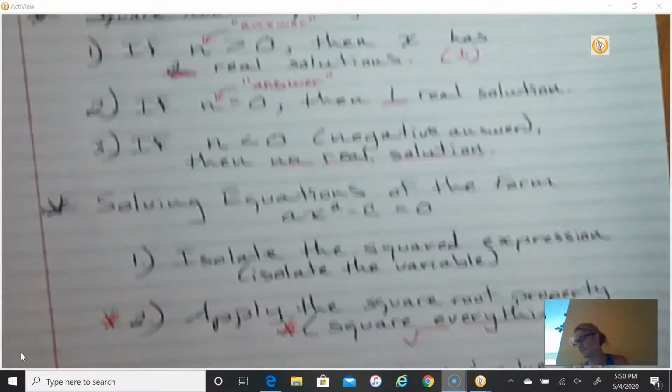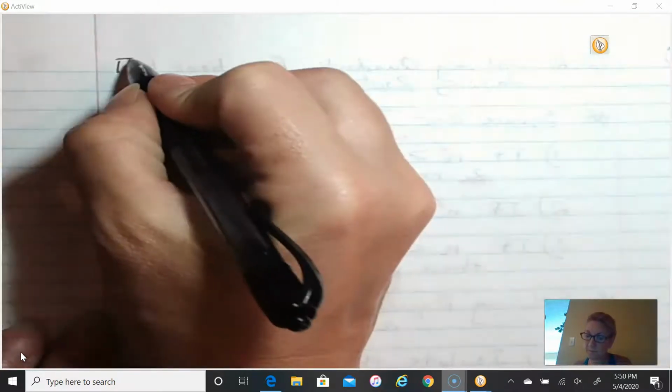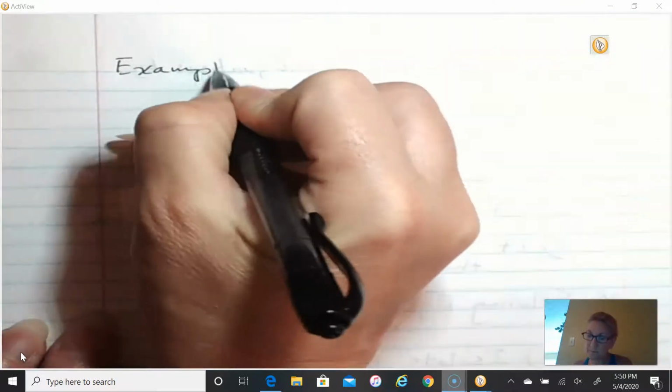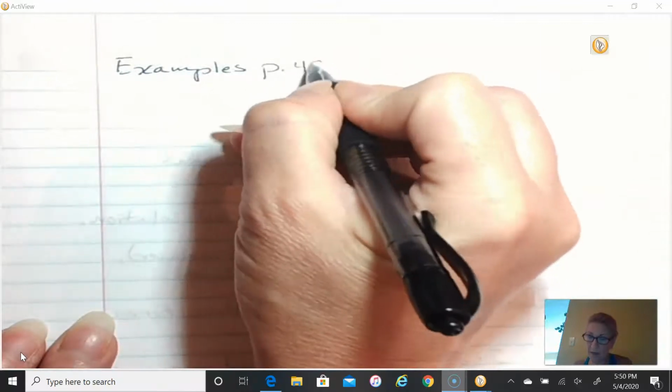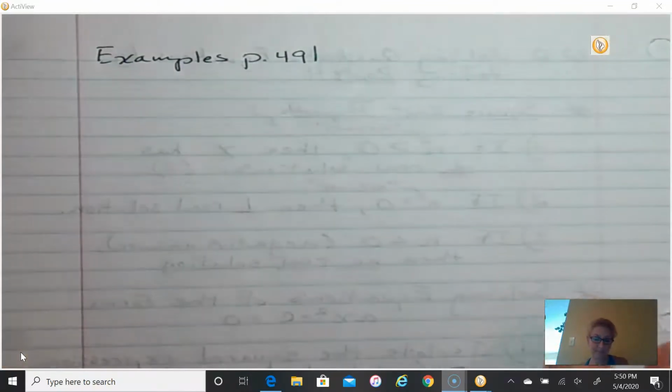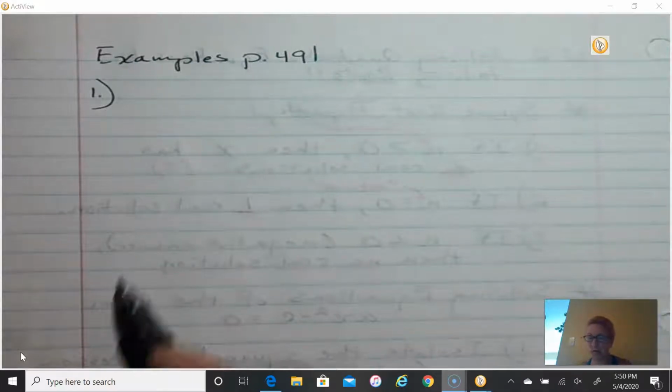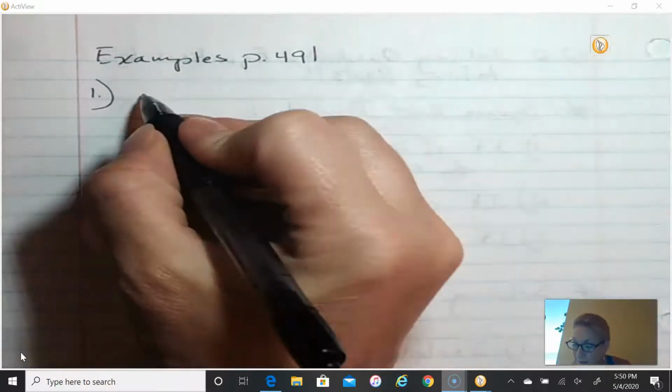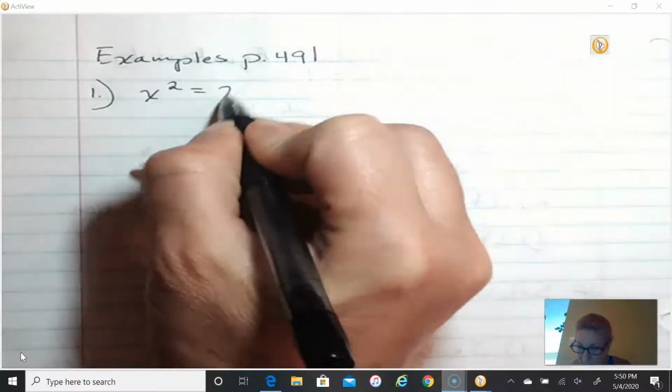Let's go to the other side. We're going to go ahead and get started on examples. Page 491. Number 1. Okay, the directions say solve using the square root property. Okay, that's important. Solve using the square root property. Watch what I do. The problem is x squared equals 25.